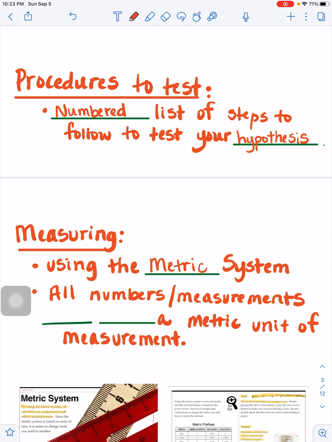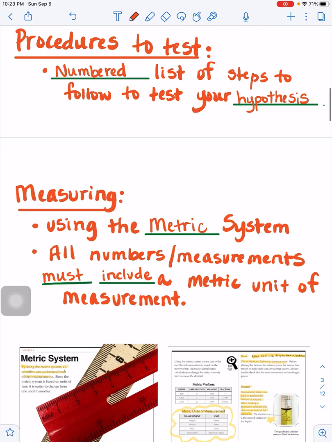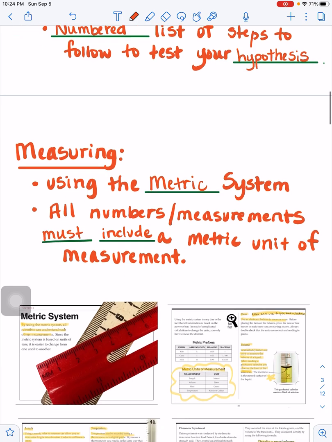All your measurements, your numbers, must include a metric unit of measurement. When you put the unit of measurement, scientists know automatically what you've been measuring. If you have a g, they know you've measured mass because it stands for grams. If you put a C, they know that you've measured temperature in Celsius.